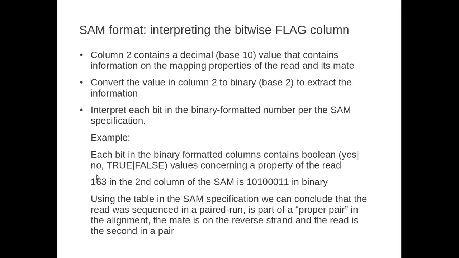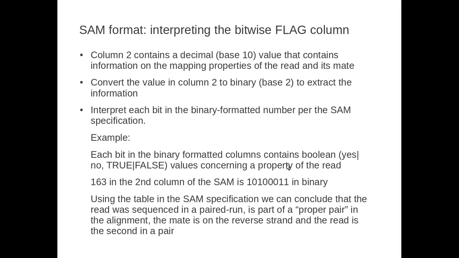This is 163. That was from the previous slide. If we convert that to binary, we end up with this number. This is 163, a decimal number, in its binary representation. Each one of these columns, going from right to left, has a meaning. These are Boolean characters here. That is, they mean 0 or 1. 1 typically means true, 0 means false.